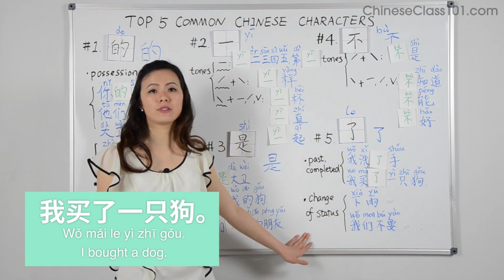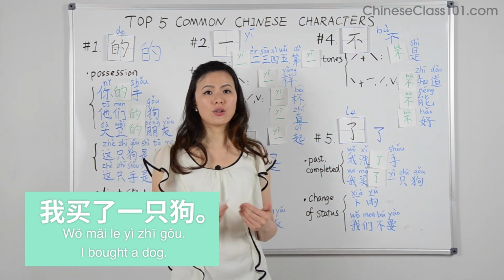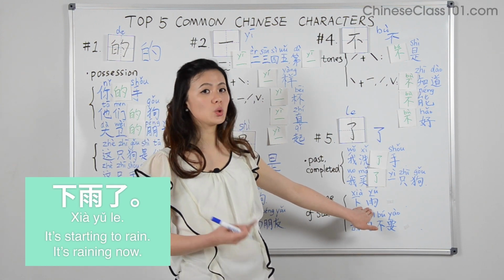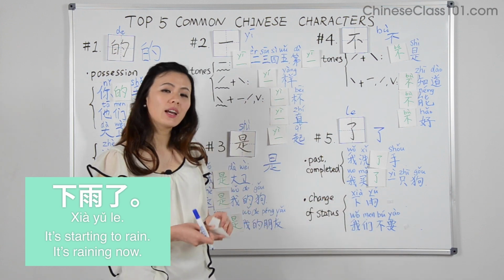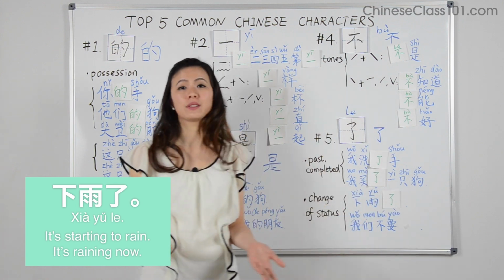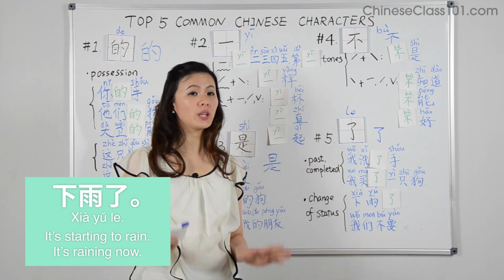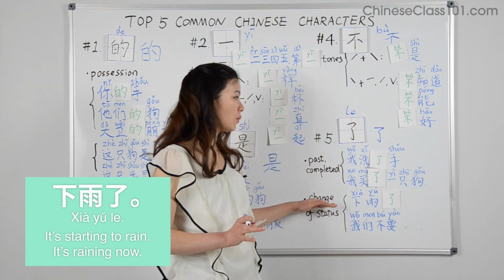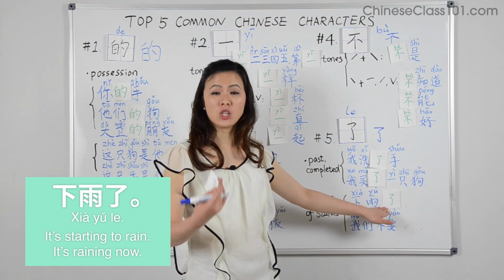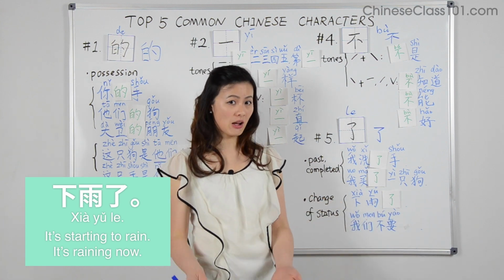The second major function of 了, the particle, is that 了 indicates change of status. This phrase 下雨 means to rain. Okay, if we say 下雨了, it means something different. It means it's starting to rain, or it's raining now, even though there's no now 现在 anywhere in this sentence, but with the 了 here, it indicates it's changed. It's a different case now. It wasn't raining, but it is raining now.